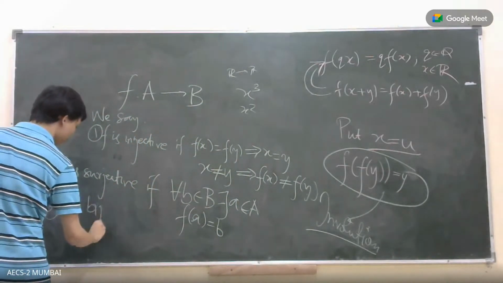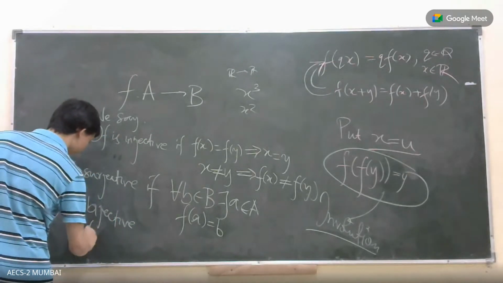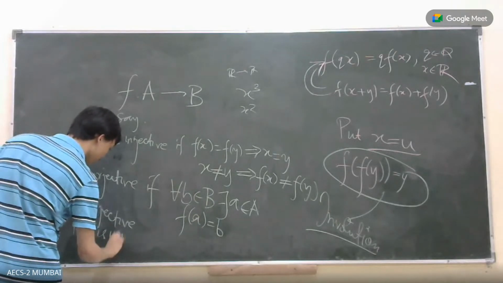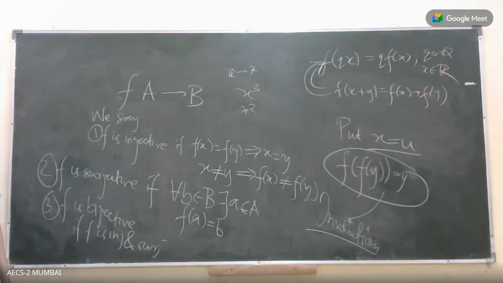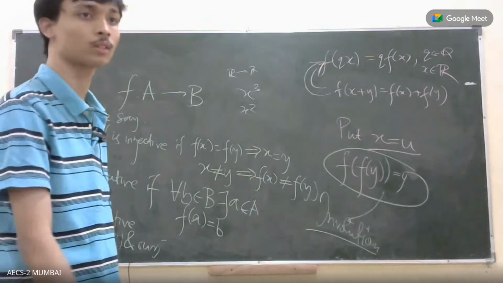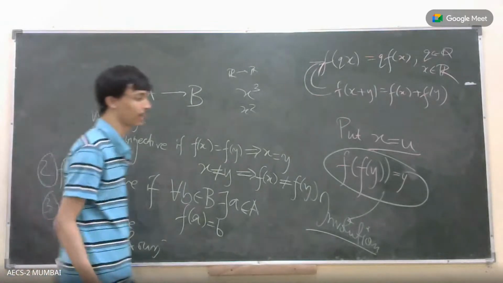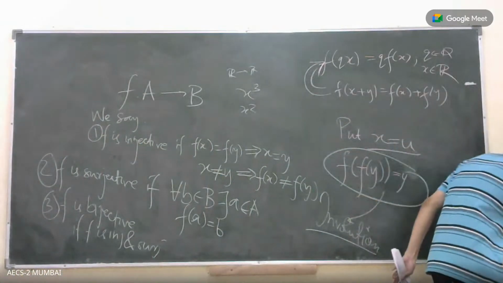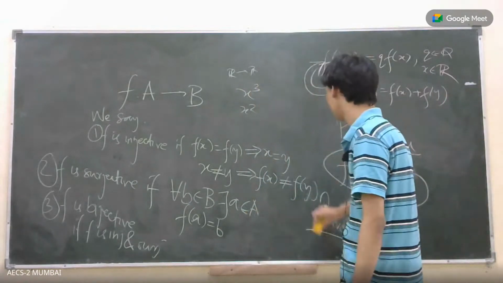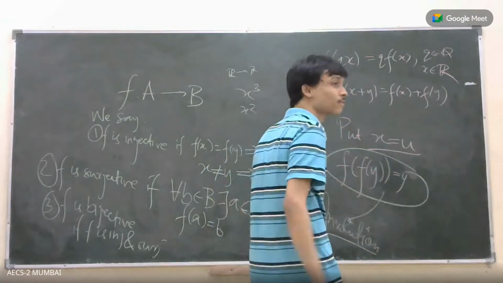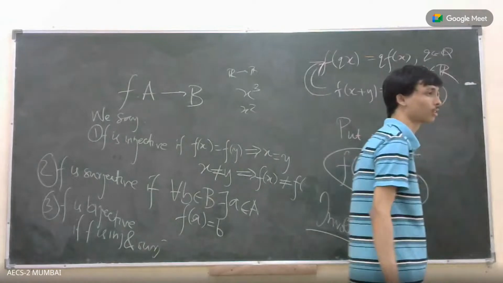F is bijective if f is injective and surjective. So what does bijective mean? I mean, okay, it's injective and surjective, but what does it mean in terms of functions? That is a bijection, but that is not the only bijection.